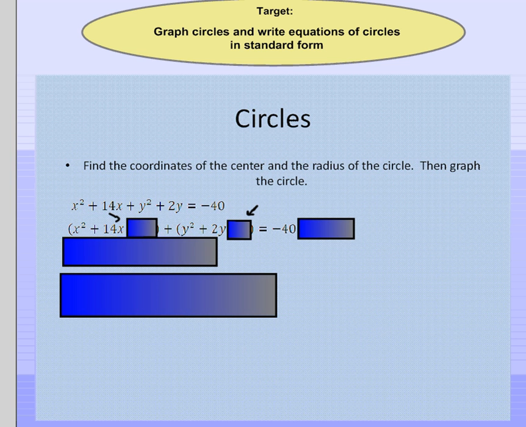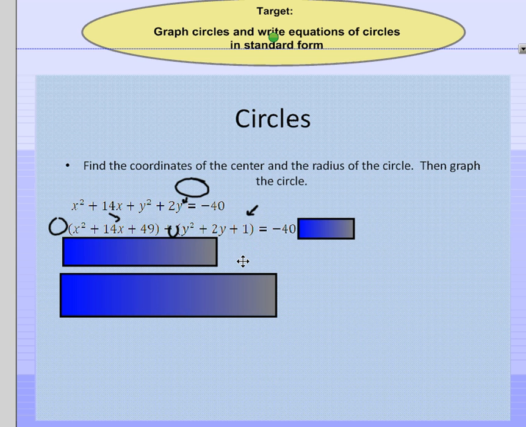If there were any other constants on the left-hand side, we would want to move them over to the right-hand side. We don't want any constants left because we're going to add a constant of 49 to complete that square. We're going to add a constant of 1 to complete that square. Now, for circles, there should not be any coefficients out front here.